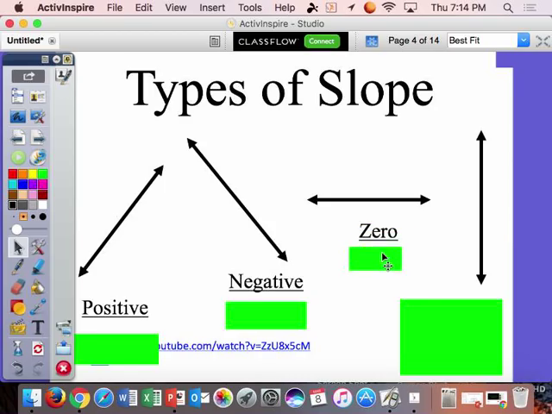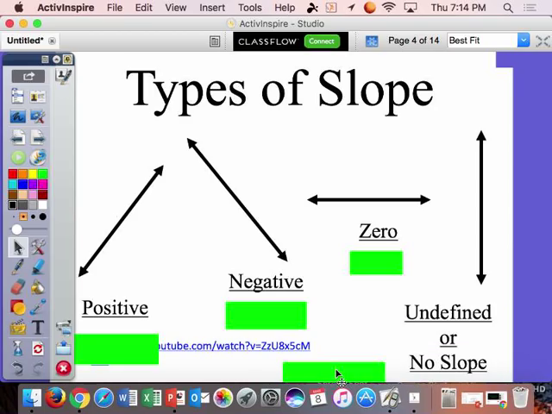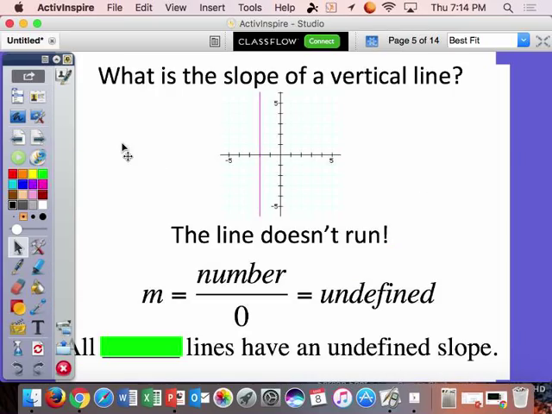Not very much fun. 0 fun. So that's going to be our 0. And this right here, it's going to be a fun word. It is called undefined or no slope. Undefined or no slope. Again, take a second, pause this video, write that down. All right. Keep moving on to page 3.